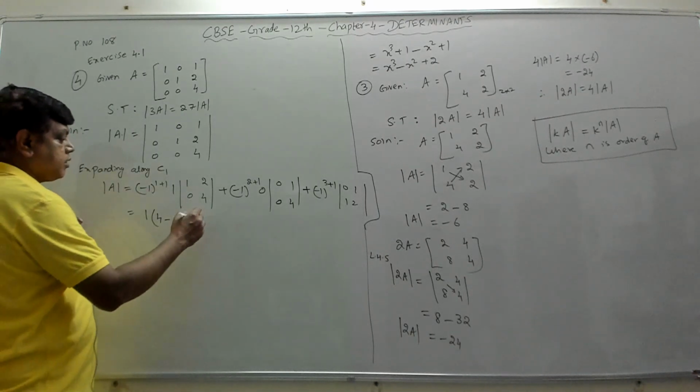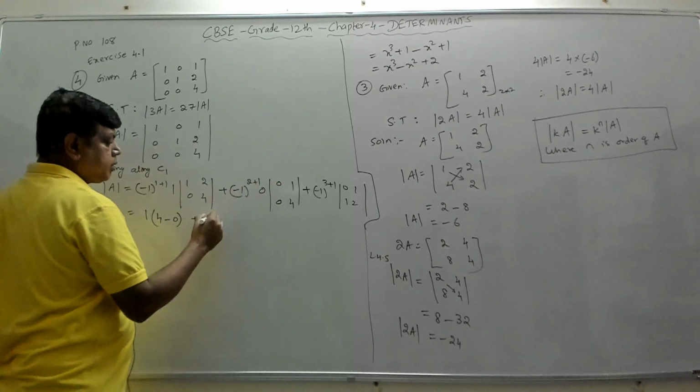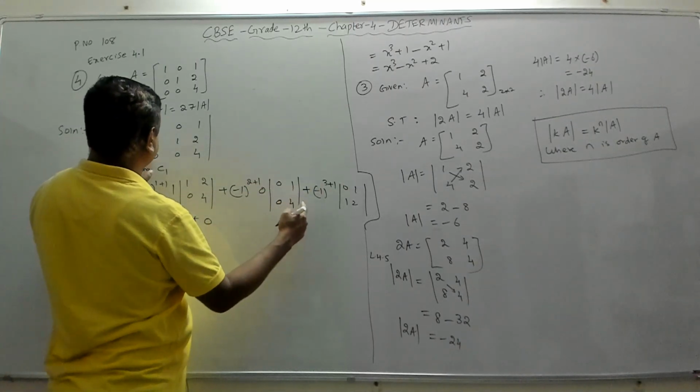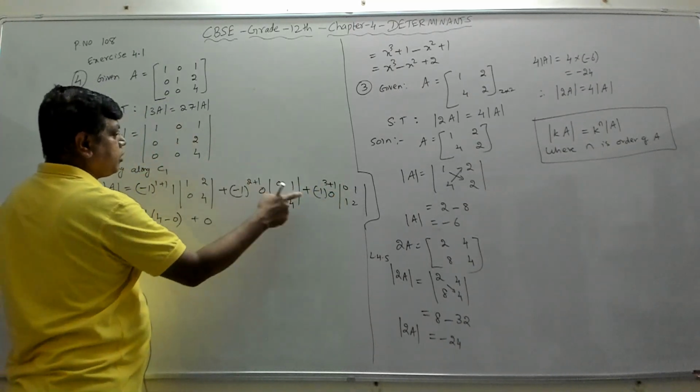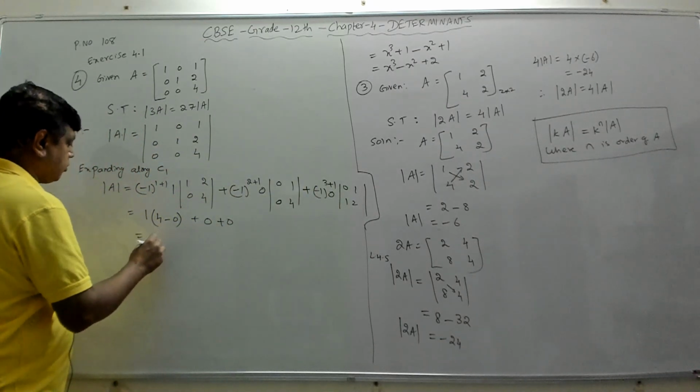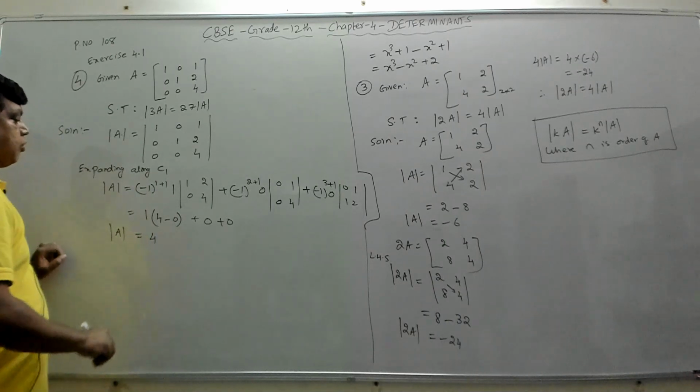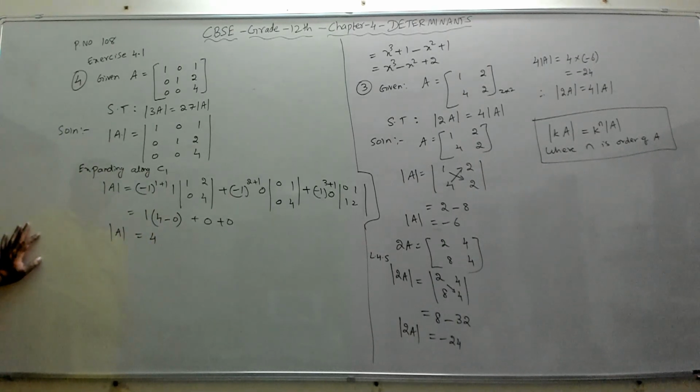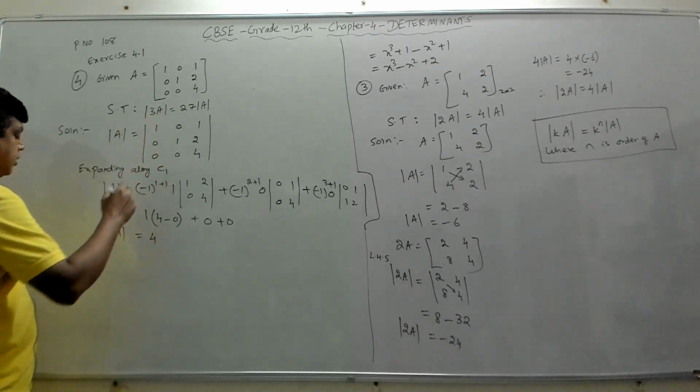Now this is anyway plus, this is 0 into anything will become 0. I have to put this 0 here. So 0 into anything is 0. So your answer is 4. What is your determinant of A? It is 4. Now let's try to find what is 3A matrix.